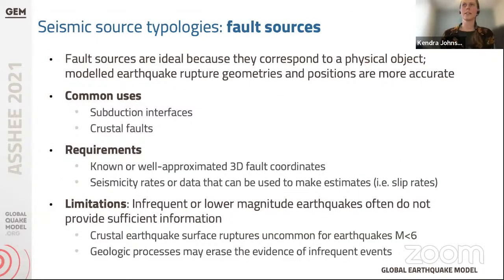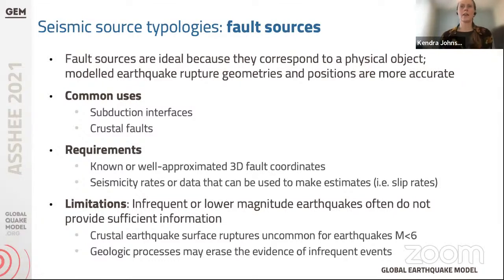So fault sources are ideal since they actually correspond to some physical structure in the Earth's crust. And because of this, the modeled earthquake rupture geometries and positions are more accurate than in distributed sources. And so these are commonly used to represent subduction interfaces as well as crustal faults. So what's required in order to use a fault source is that we have known or well approximated 3D fault coordinates. And secondly, that we have some sort of seismicity rate or data that can be used to make estimates of how productive the source will be. So most commonly, we would look for a slip rate.